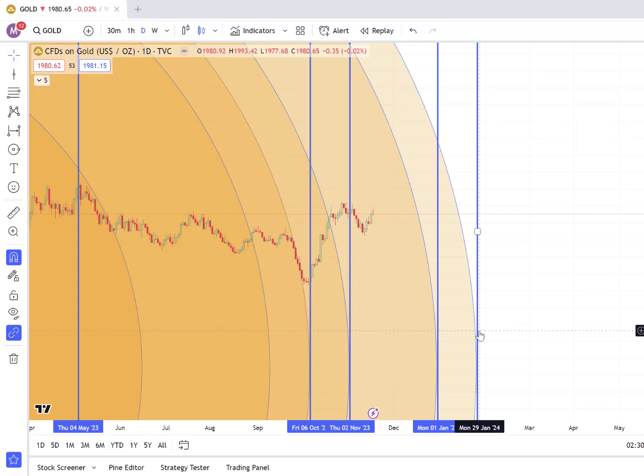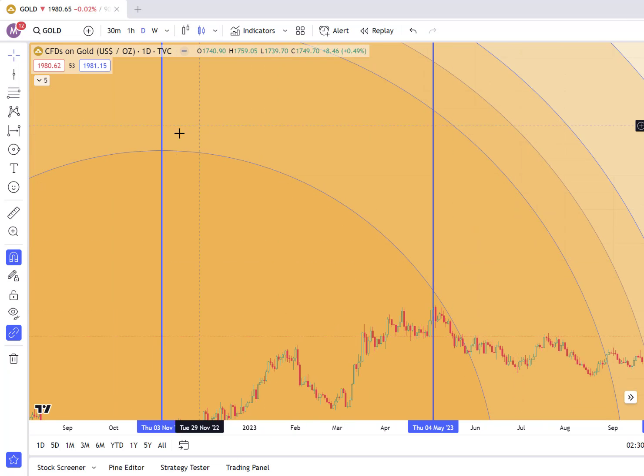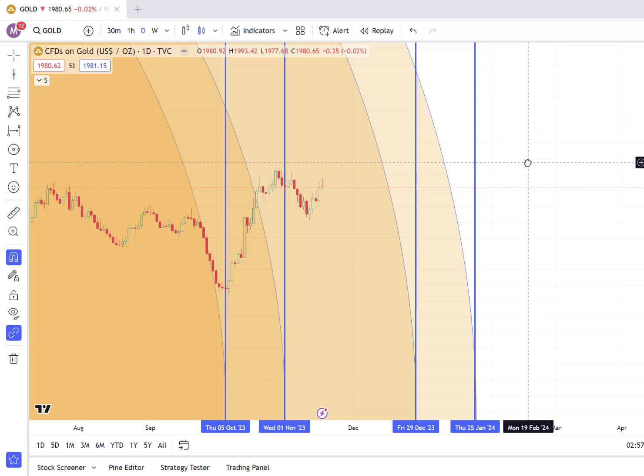So this is like the time. The end of the arc here will be a major resistance, which will be 2421 as a price. This is how to draw the Arc of Gann.